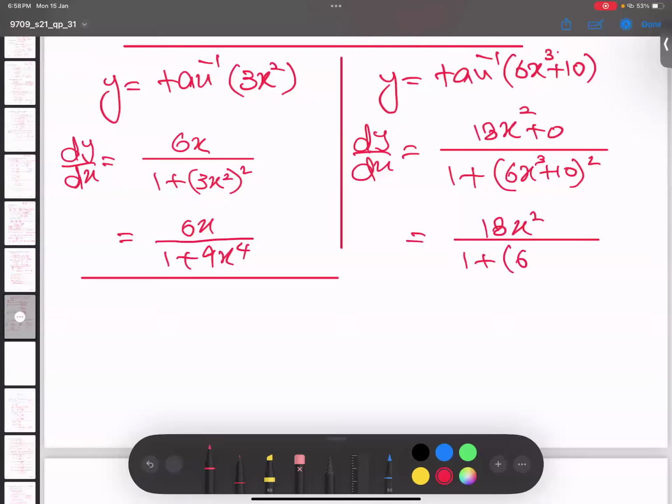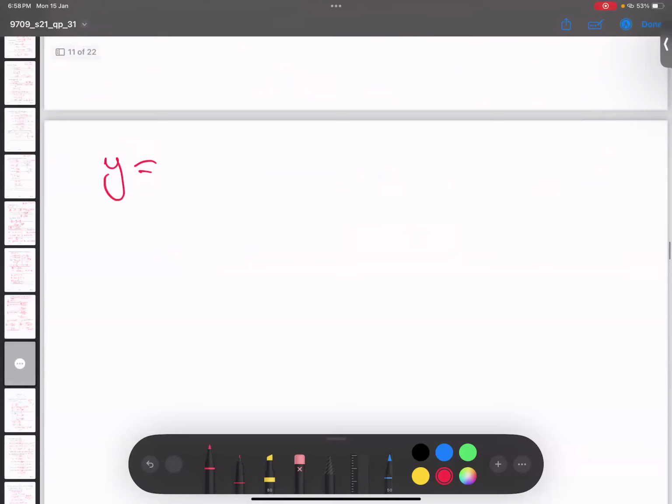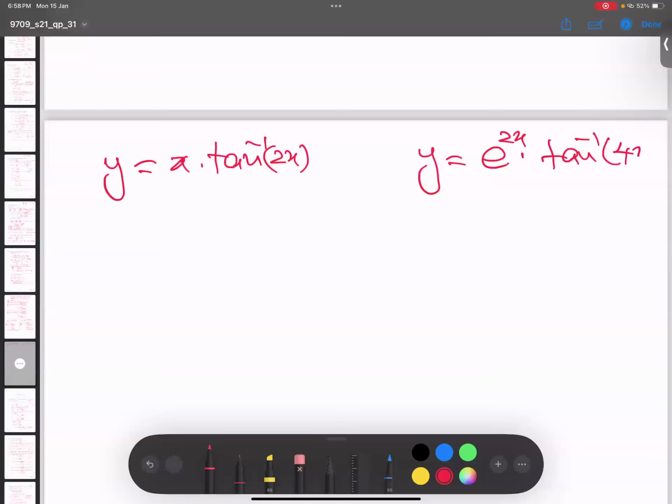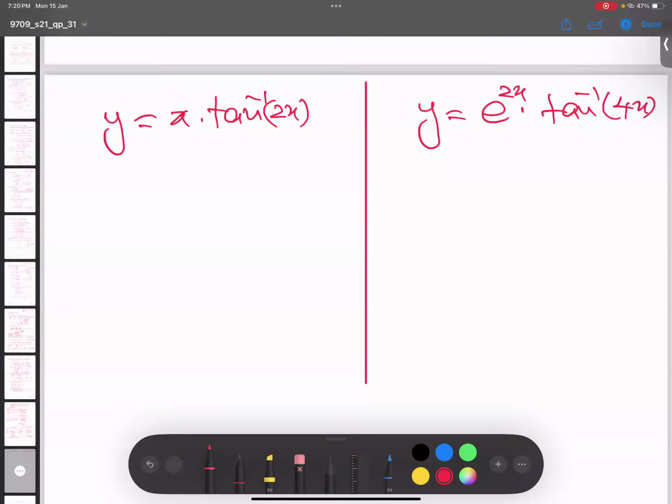Now I'm giving a little bit more complicated question in which we have the product formula. Get ready, I'm giving 2 questions. x times 2 tan inverse of 2x. And one more question: y equals e to power 2x times 2 tan inverse of 4x. So we have to apply the product formula. I'm giving some time, so please try, and I'm going to pause the recording. Take your time, please.